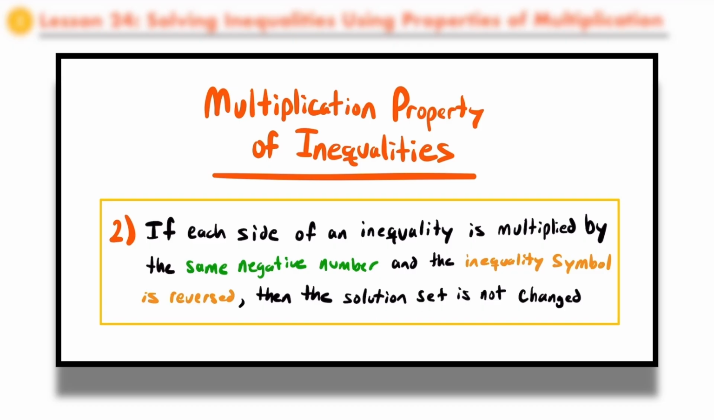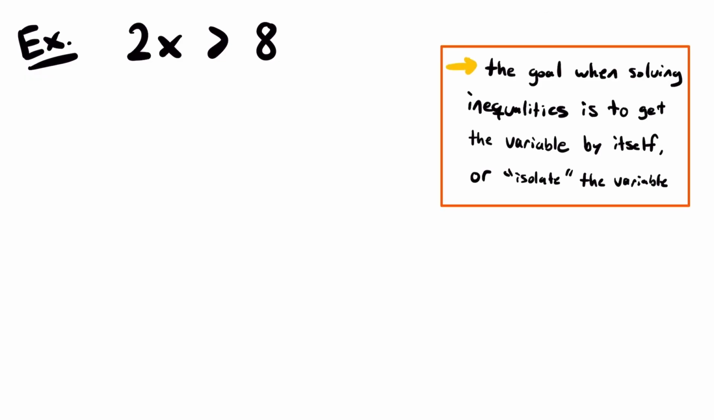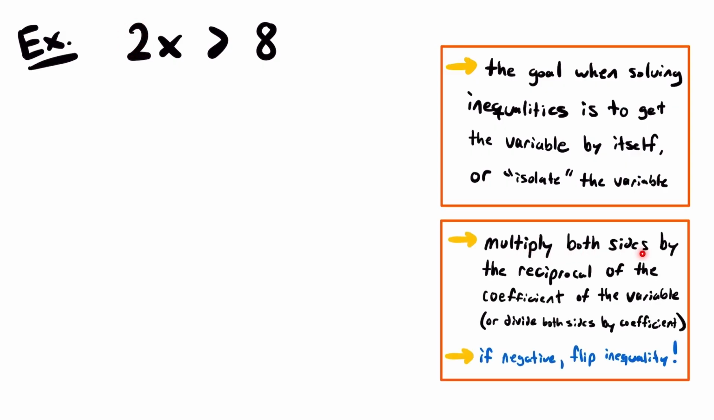Okay, and so now that you've been introduced to the multiplication property of inequalities, let's close out this lesson by looking at a few examples of solving an inequality using this property. First up, we have 2x is greater than 8, and so in order to solve this inequality, remember what our goal is. The goal when solving inequalities is to get the variable by itself or isolate it on one side of the inequality. And so in this case, to isolate x, we need to get rid of this coefficient of 2. And to do that, we want to multiply both sides by the reciprocal of that coefficient, or you could just think of it as dividing both sides by that coefficient.